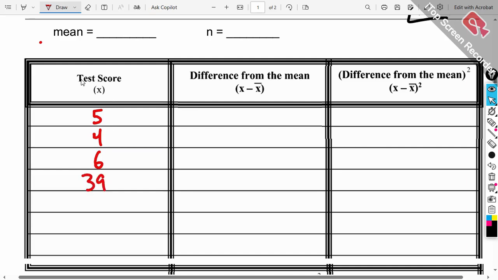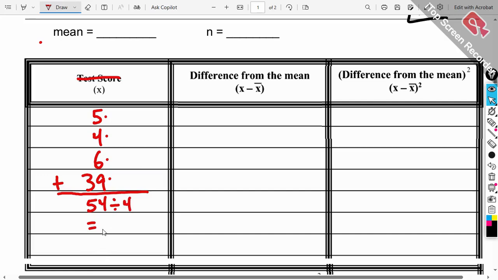Okay, like I said, this is not test scores. This is just X, the data points. All right. You don't even need this printout, really. You could just make columns just like I have here. And, of course, to find the mean, you add them up and divide by how many? 5 plus 4 is 9, plus 6 is 15, plus 39 is going to be 54. How many numbers do we have? 1, 2, 3, 4. So that's going to be divided by 4.